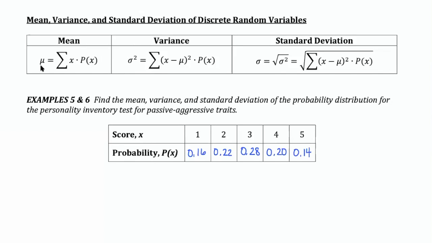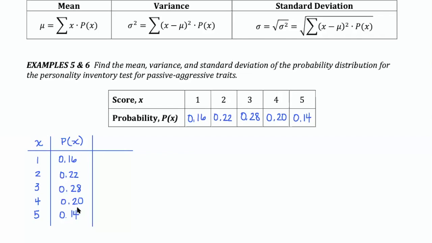First of all, to calculate the mean, and we have the population mean symbol here because, again, this probability distribution represents everything that can happen. We're supposed to take the sum of each individual score times its probability. And we usually do this by setting up a table. So I've gotten my table set up, and I'm going to put a column next to it for X times P of X.